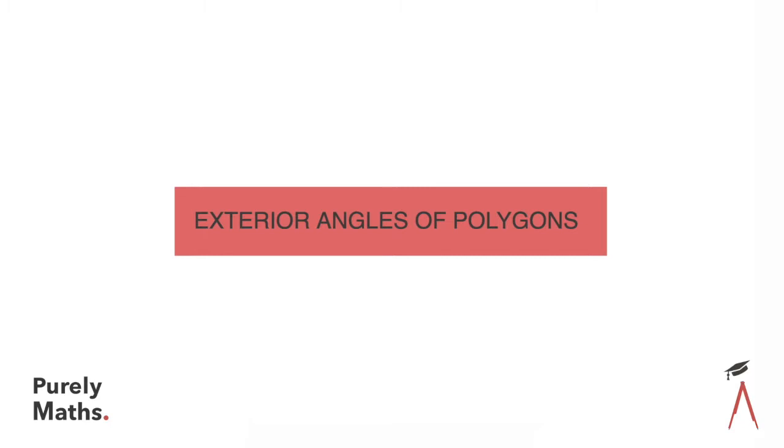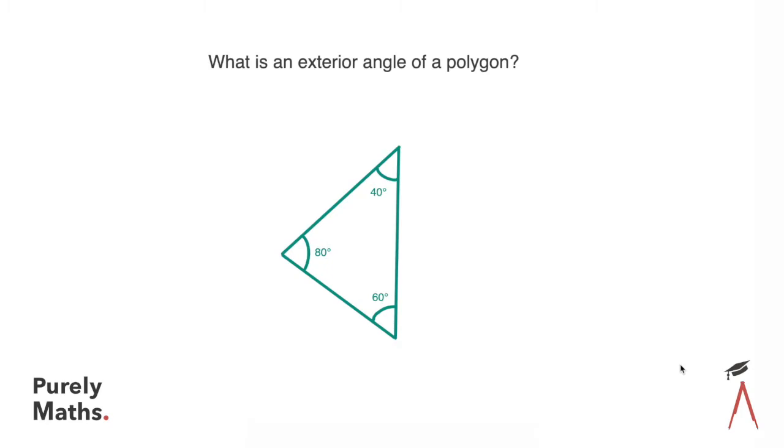Okay, so let's get started. So what is an exterior angle of a polygon? Well, remember, a polygon is a shape which has at least 3 connected straight sides. So this triangle is a polygon, and I'm going to show you how to find its exterior angles. Let's focus on this right side first. We're going to extend the side by drawing a straight line.